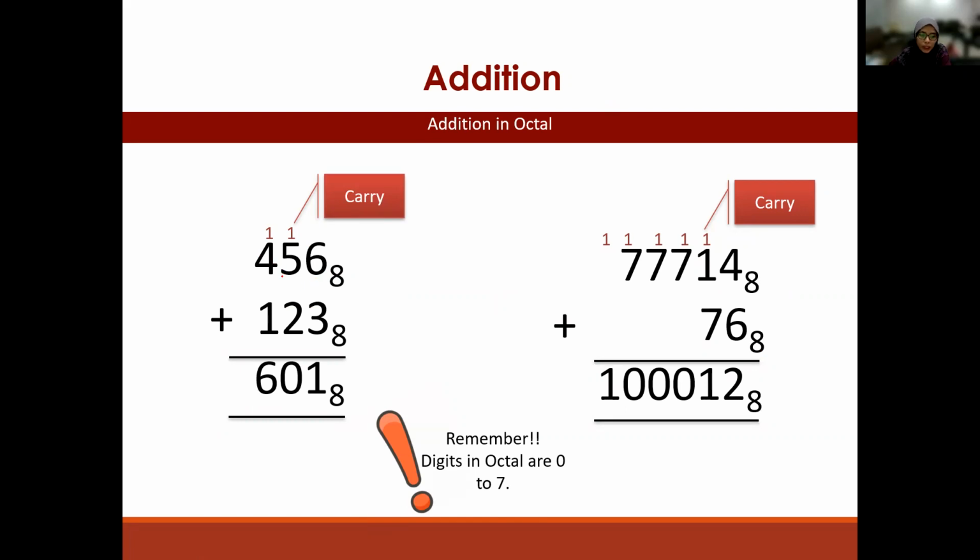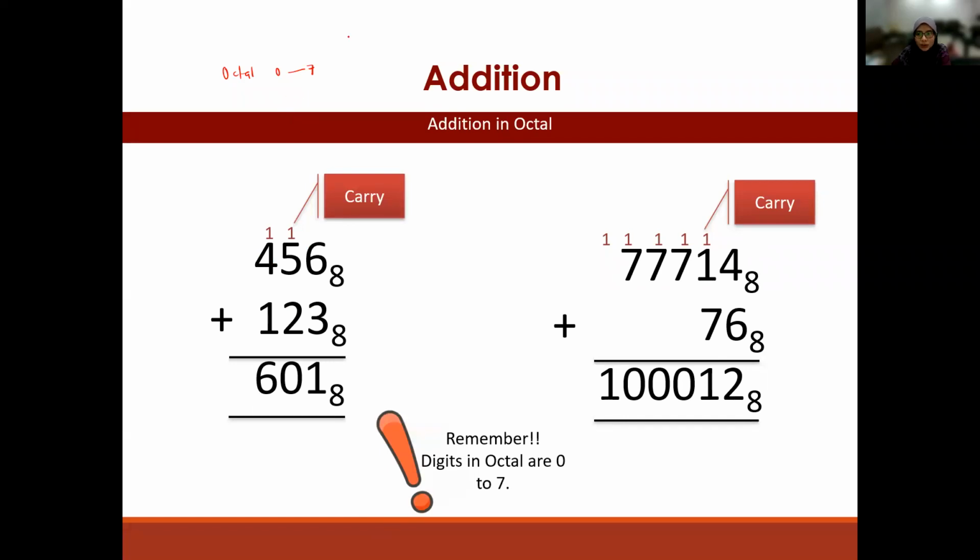For example, if you have 456 base 8 plus 123 base 8, what we need to do is just do a normal addition. However, what we need to keep in mind is that the range for octal numbers is from 0 to 7. Anything that exceeds this value should go to carry.